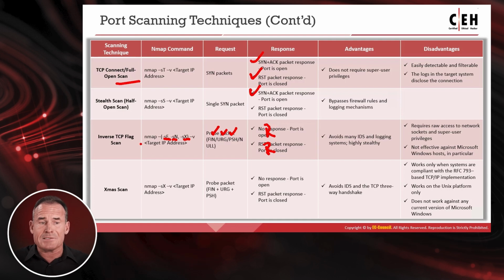The Christmas tree scan is a flavor of inverse scan. It's the FIN, URG, PSH flags set, kind of lit up like a Christmas tree, although it's 3 out of 6 flags. And again, no response if the port is open, RST if the port's closed.